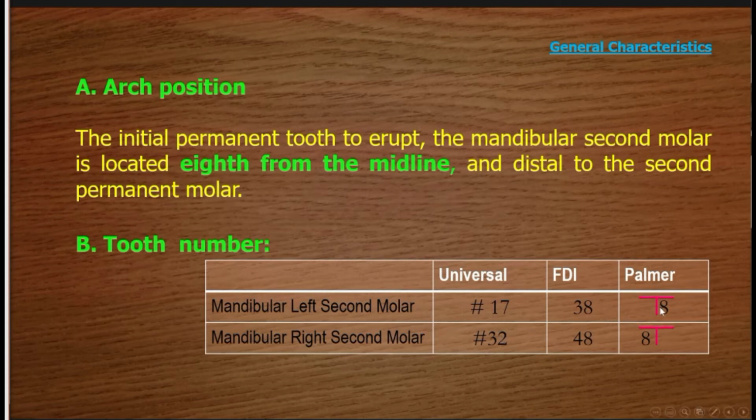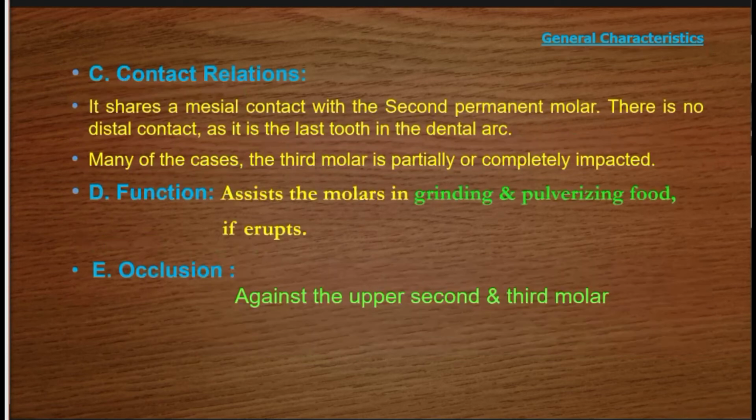Palmar is 8 with the bracket on the left or the right. It shares a mesial contact with the second molar, there is no distal contact. In many cases, the third molar is partially or completely impacted. Function, of course, is grinding or pulverizing food with the other molars. Occlusion is against the upper second and third molar.